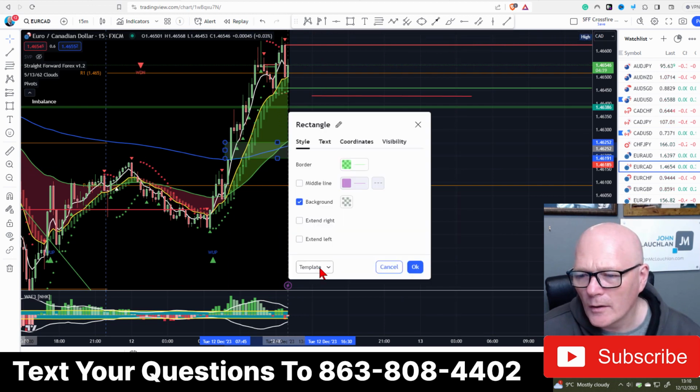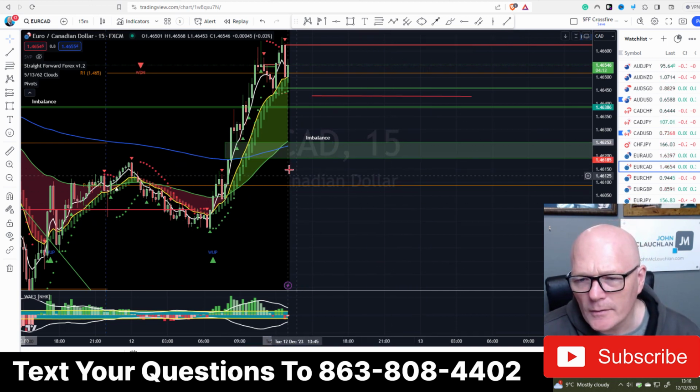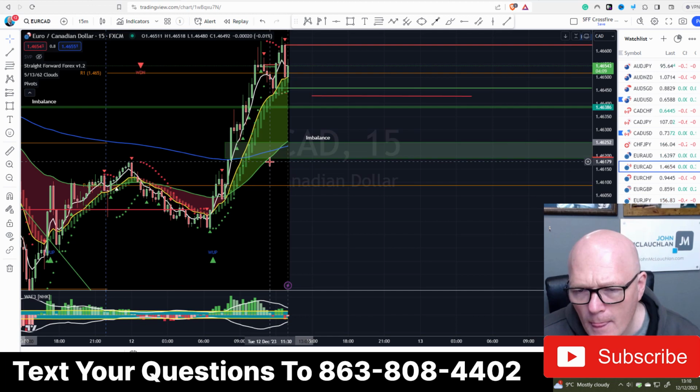So what I do, just highlight it again. I go to my cog. I've got a template called imbalance. The only difference is it goes all the way across and it says imbalance because that's how I like things. All right, a little bit more there.